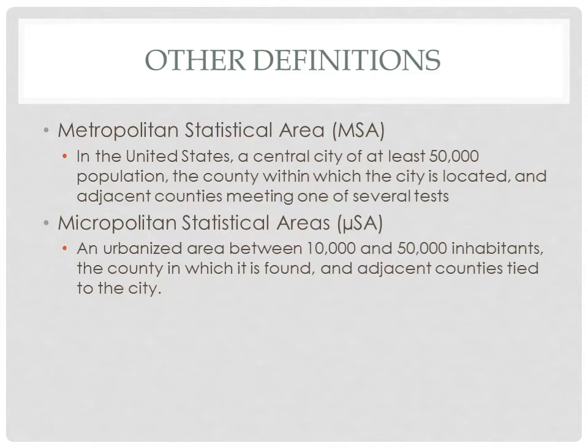50,000 people, the county within which the city resides, and adjacent counties that are essentially tied to that city through social or economic integration. Another one is a micropolitan statistical area, which is basically the same thing, except that it's between 10,000 and 50,000 people. So just the number of people is a little bit different. Everything else is the same: the county within which it's found, and adjacent counties to that city. Now, let's provide an example so that we can see how this would work.